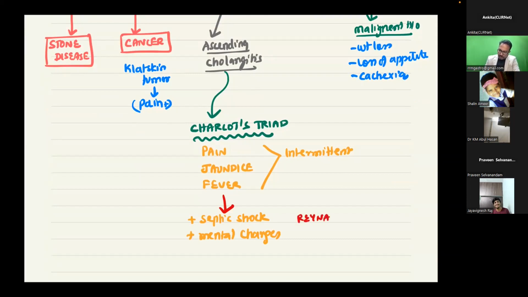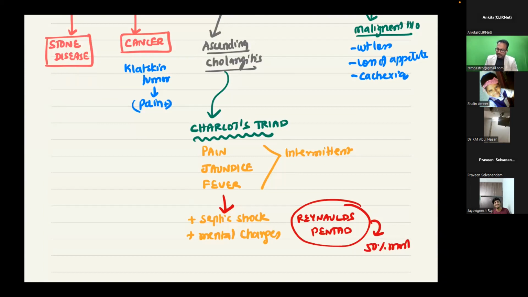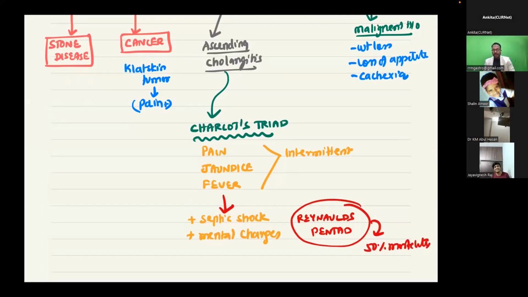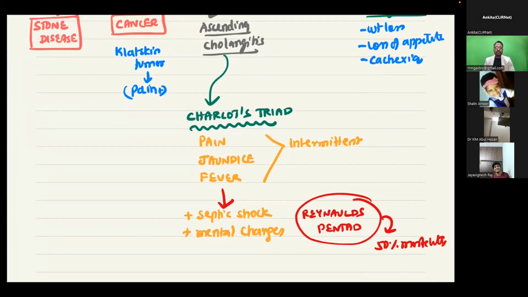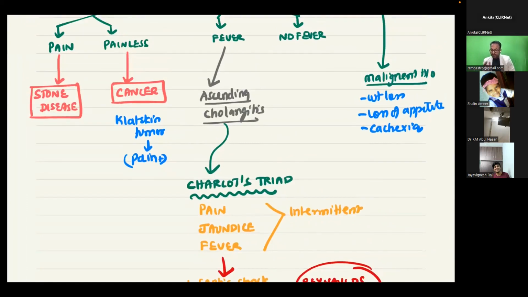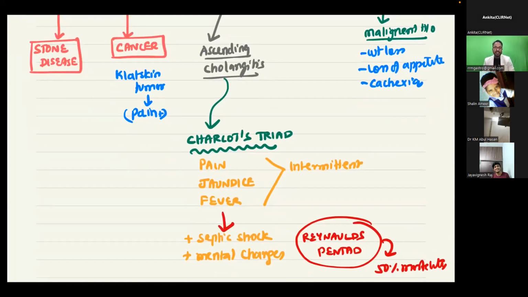Very, very dangerous problem. So Reynolds' pentad happens if you are not going to treat them immediately. Reynolds' pentad has 50% mortality. So you should know how serious it is. If you are going to have Reynolds' pentad, it is going to have 50% mortality. So be serious with this case. Please remember, fever is a feature of emergency. Fever is an emergency feature. You should ask about it.